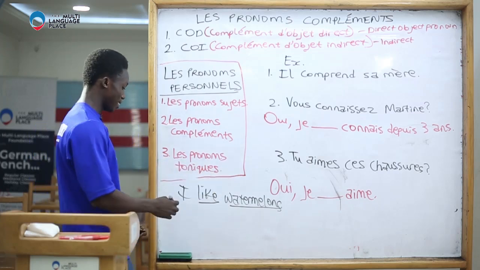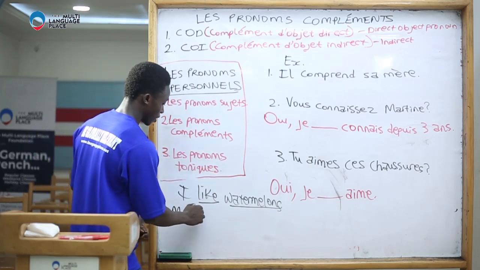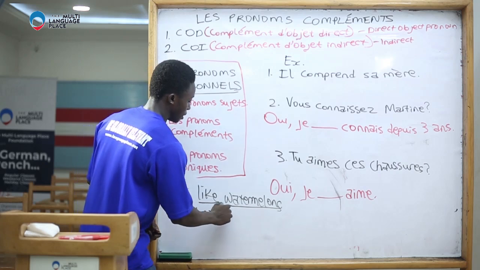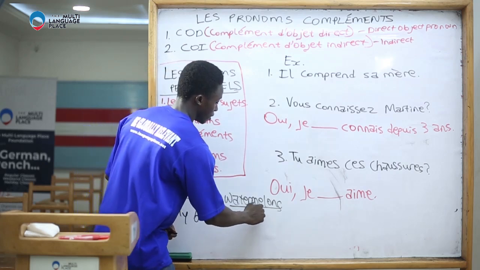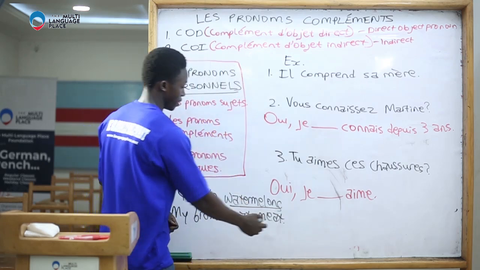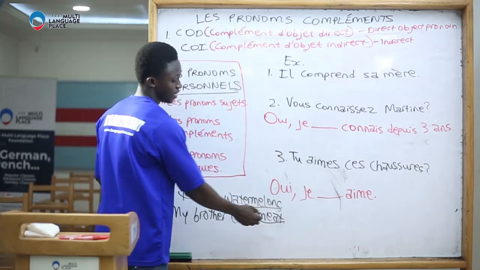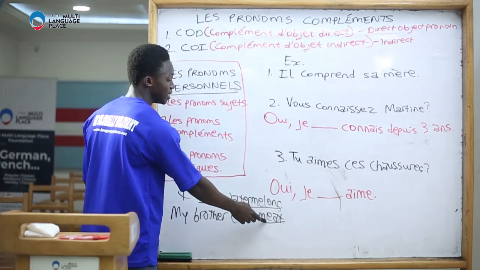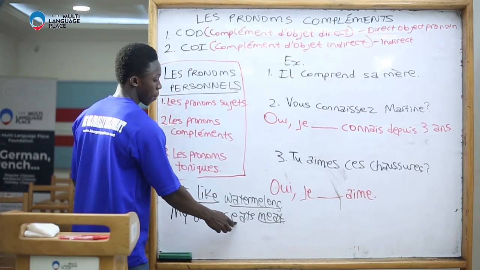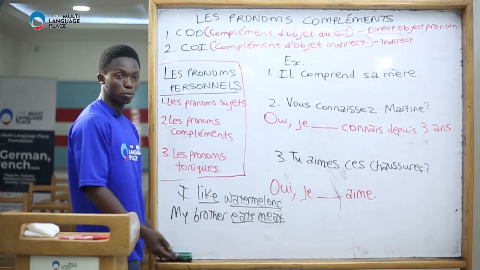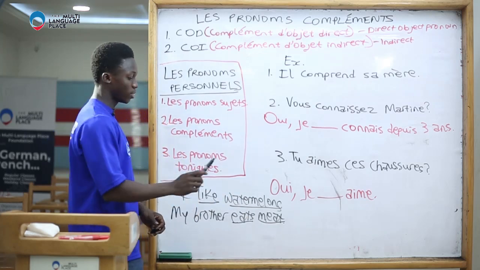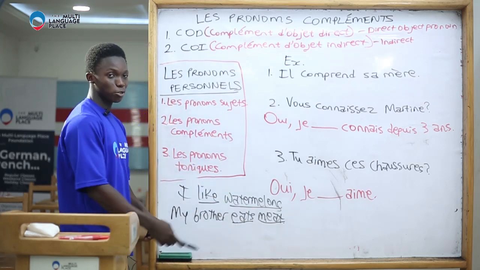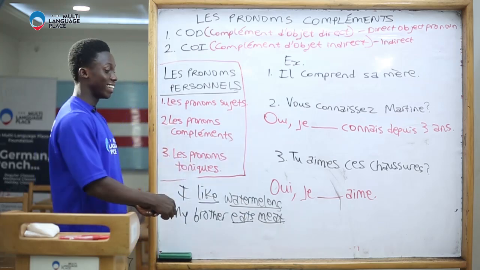For example, if I say, my brother eats meat. Meat is a direct object. Why? Because it is immediately acted upon by the verb. No link, no preposition, no conjunction, nothing else other than the verb and the object. So this is a direct object.